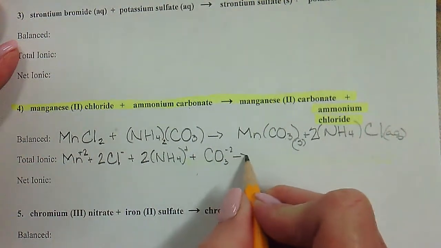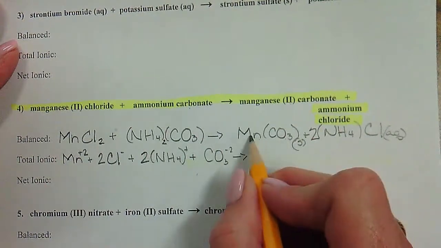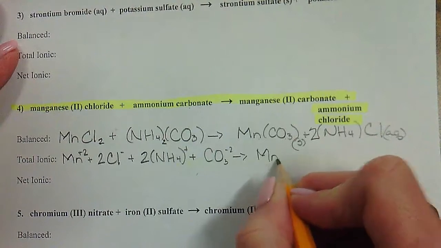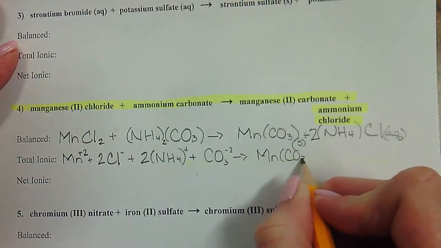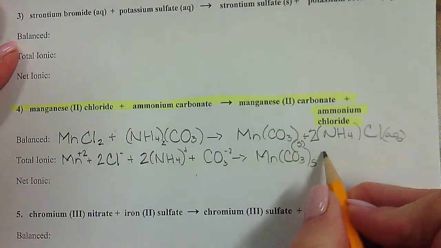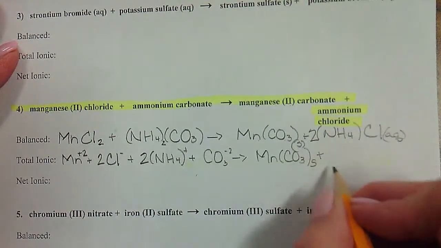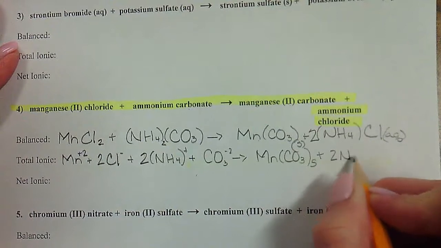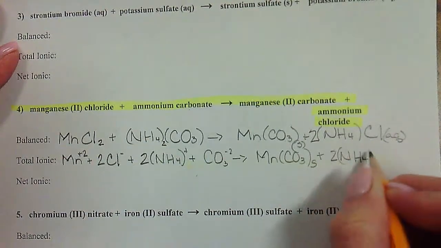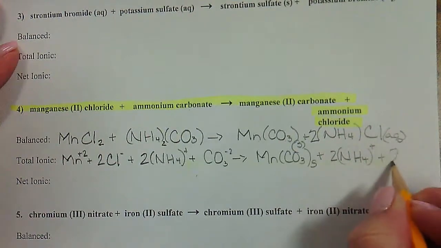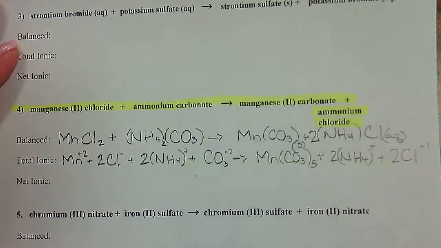Okay. So over here, the one thing you don't break apart is the solid product. So I'll leave manganese carbonate intact, and break up my ammonium and my chlorine. There's 2 ammoniums with a plus 1 charge, and 2 chlorines with a minus 1 charge.